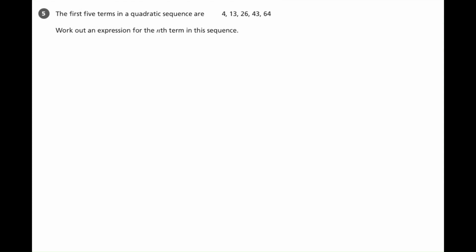In this question, we're being asked to find the nth term of a quadratic sequence. So we know that the nth term will have the format an squared plus bn plus c. In order to find the value of a, we need to work out the second differences.